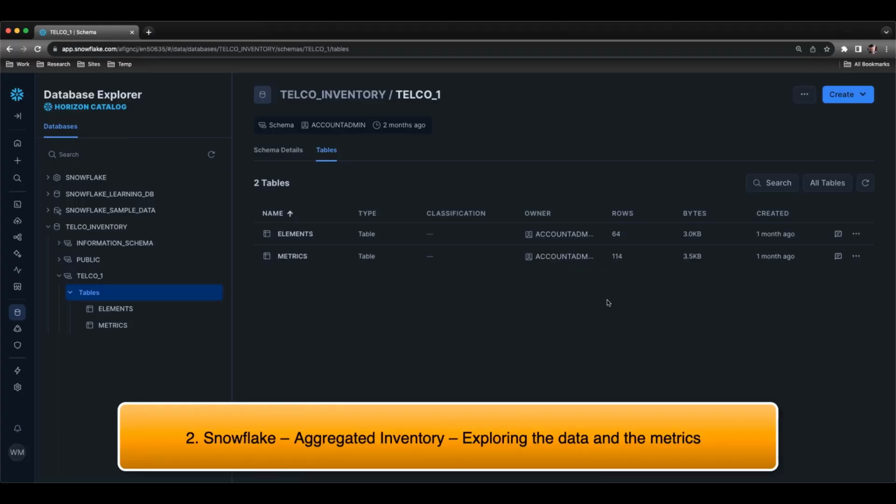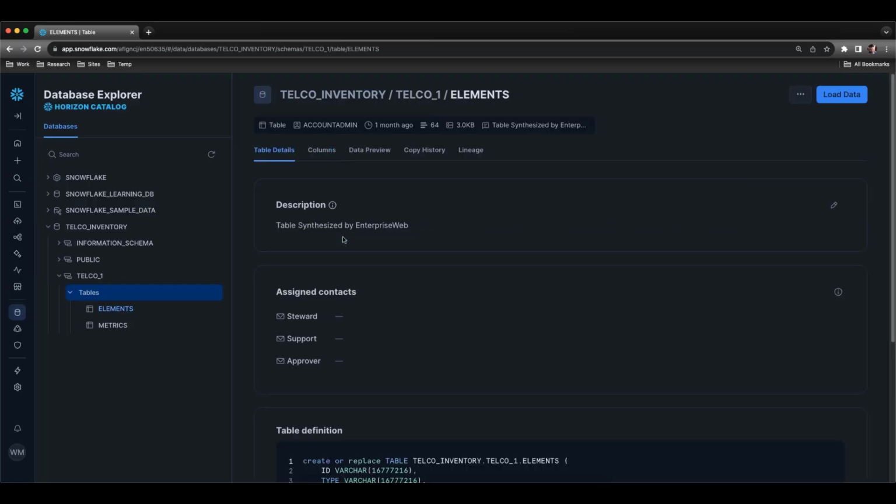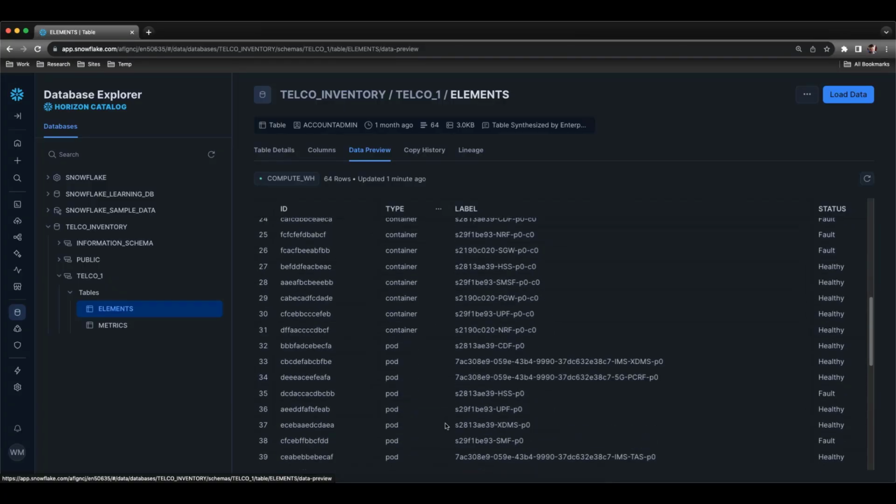So here we see the aggregated inventory in Snowflake. The data in Snowflake is SQL, so it's effectively flat. They don't have the graph capabilities that EnterpriseWeb's ontology has, but there's enough information here that we can infer types out of what's provided. You can see here that the objects are at the level of things like routers, ports, containers, and so on, and pods, the kinds of things you would expect to find in a network inventory. And then, of course, connected metrics. But what EnterpriseWeb is able to do is infer types out of this data, add dimensions using our ontology, and even extract entities and do mapping. Let's go ahead and do that.